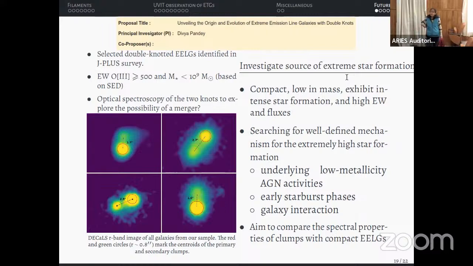So extreme emission line galaxies in the local universe are quite rare, but they are very star forming. If you look at their spectra, they have extreme emission lines, and the equivalent width of these galaxies is greater than 500 angstrom or so. These galaxies are low in stellar mass, and their properties represent the high redshift galaxies responsible for the cosmic reionization.